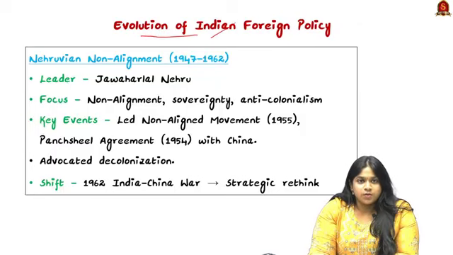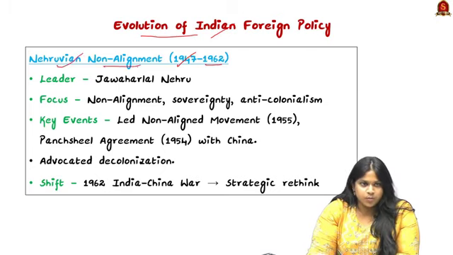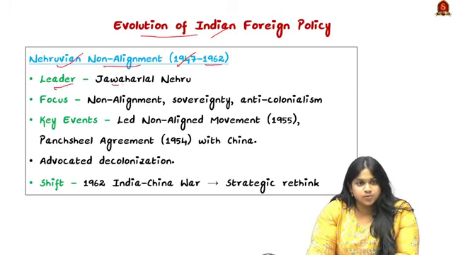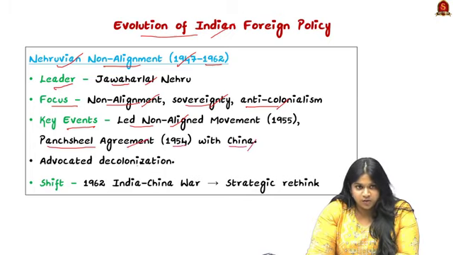So let's first look into the evolution of Indian foreign policy from 1947, that is from independence, to 1962, and it is known as the Nehruvian non-alignment movement. Here it was led by our first Prime Minister Jawaharlal Nehru, and the focus was on non-alignment during the Cold War, bringing in sovereignty and anti-colonialism movements. The key events included leading the non-alignment movement in 1955, then bringing in the Panchsheel agreement to have peaceful relations with China in 1954, and we also advocated for decolonization and encouraged independent nations.